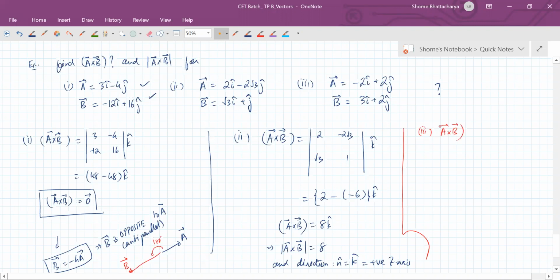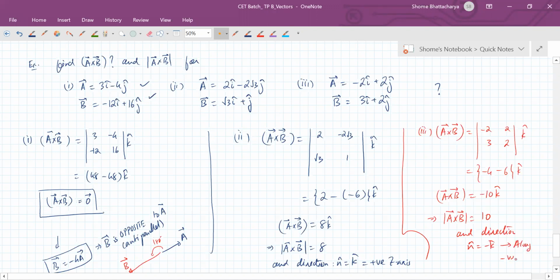So A cross B in this becomes this. So it becomes minus 4 minus of 6, which is minus 10 k cap. So A cross B is minus 10 k cap. So that now implies that the magnitude of A cross B is 10 and the direction, the unit vector, is minus k cap. So it is along the negative z axis. So these should have been your answers.